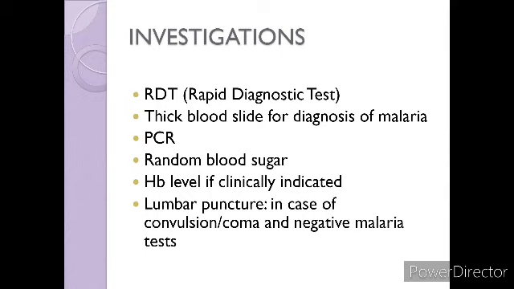Then investigations. The first one is the rapid diagnostic test, the RDT. Second is the thin blood slide for diagnosis, the malaria smear. Then we have PCR, which means polymerase chain reaction. This is more in the developed countries. Here they will go in and get the DNA of the parasite. Then these tests, if required, we can do a random blood sugar, we can do HB levels, then a lumbar puncture to rule out like meningitis and others.